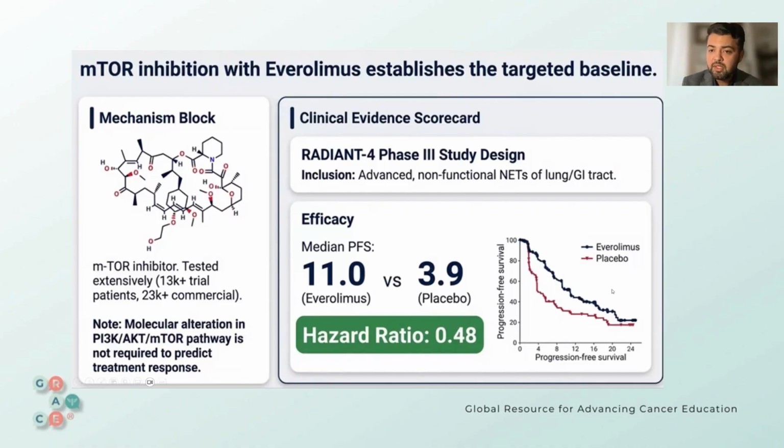This is one of the curves, as you can see. And you can see that the lines which are above and higher are usually better, because the number of patients who are not having progression is higher compared to those who are not taking any of this treatment.